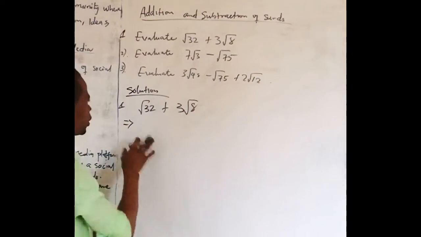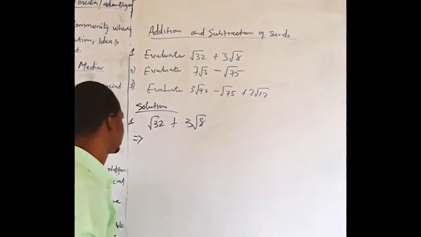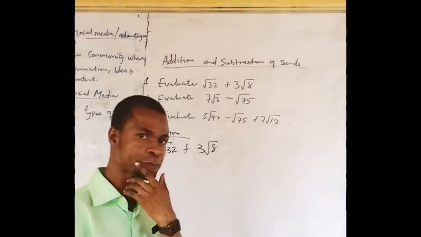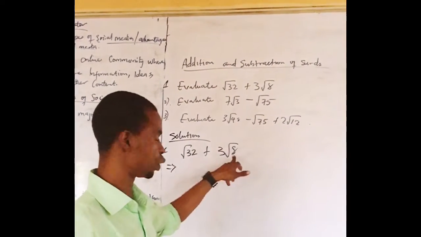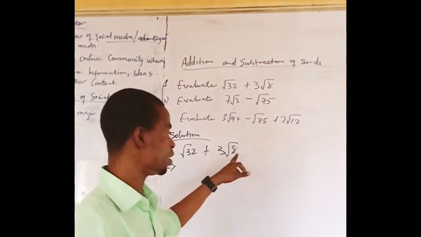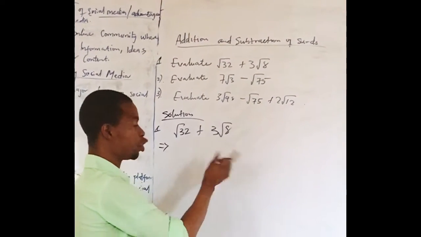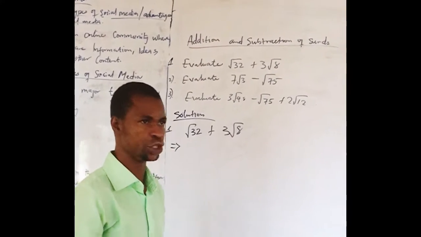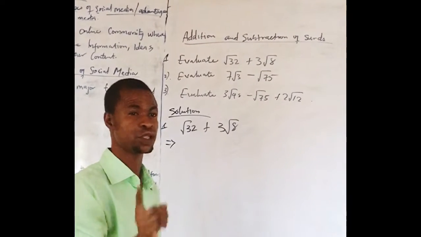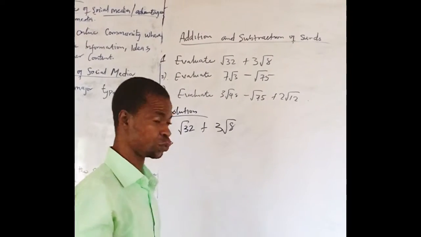Alright, so number 1 says root of 32 plus 3 root 8. So I'm going to look for 2 numbers which I'm going to multiply together that can give me 32, and 2 numbers which I'm going to multiply together that will give me 8. Virtually the number that can go in this and in this also is 2. Then you find another number that you can multiply with that 2 that will give you 32, and another number that you can multiply with that 2 that will give you what?